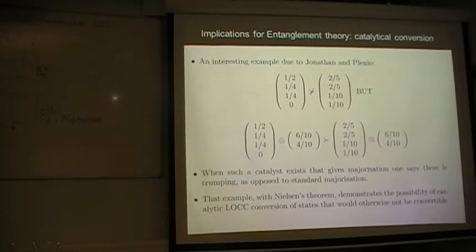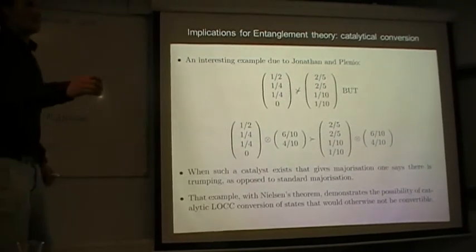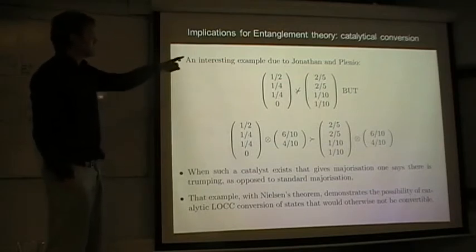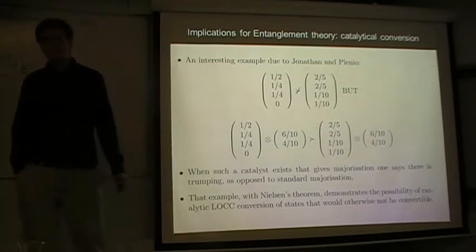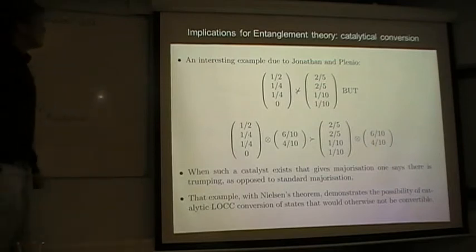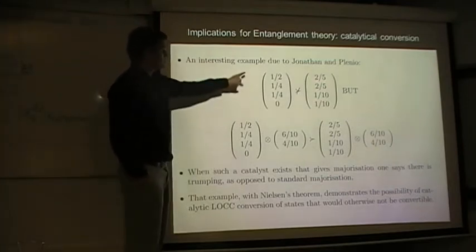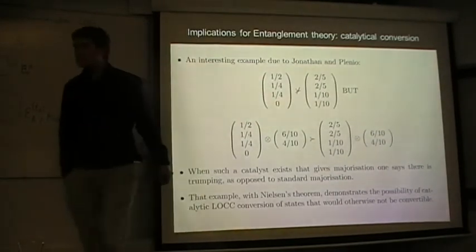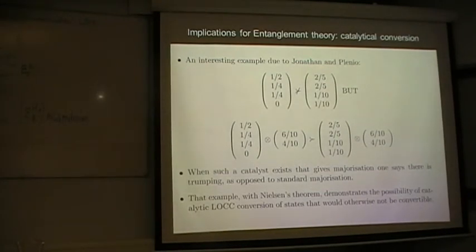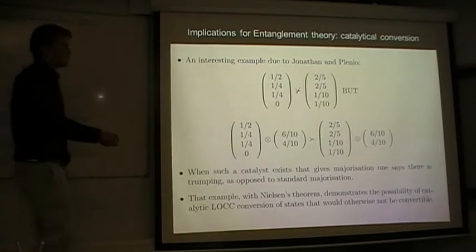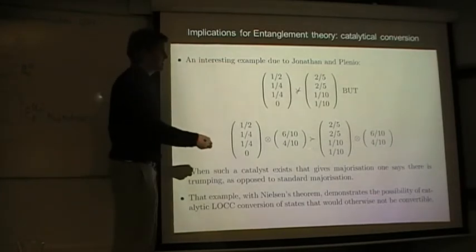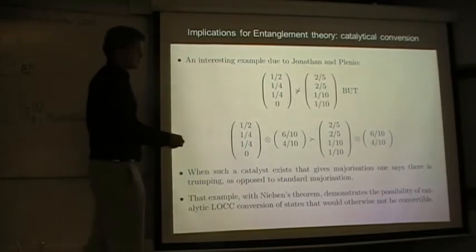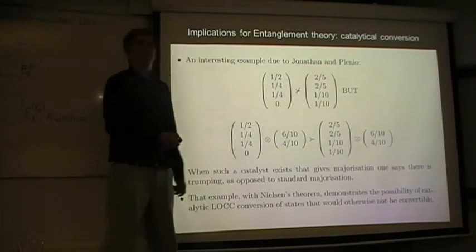Okay, but then, like for any no-go theorem, there's a clever trick. In this case, this is an example due to Jonathan and Plenio. So if you look at this guy, it does not majorize that one. But if you now add this extra system, and it's going to act like a kind of catalyst because it's unchanged, it does. You can go through the numbers and check it does.